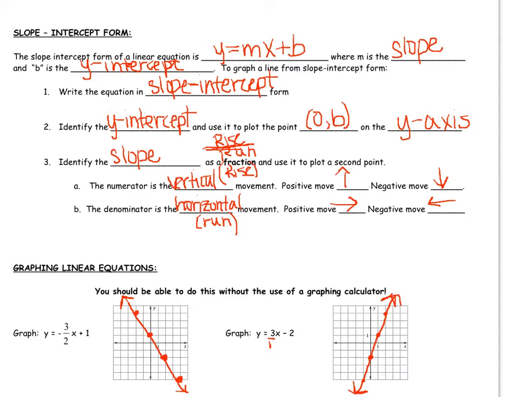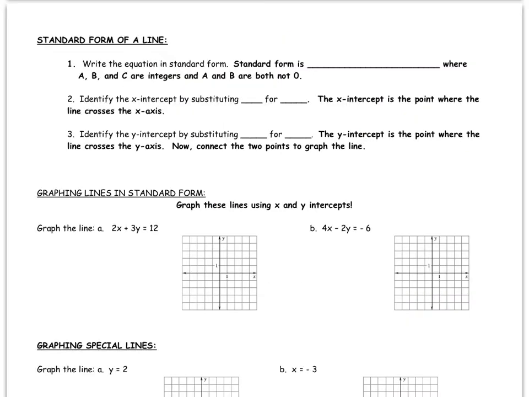So you should easily be able to graph. This is something you've been doing for a while. So why don't you turn your notes over? So standard form of a line, another thing that you've seen before. So write the equation in standard form. Standard form is ax plus by equals c, where a, b, and c are integers, and a and b are both not 0. Because if you think about it, if a and b were both 0, both your variables would go away. So we wouldn't have an equation here.